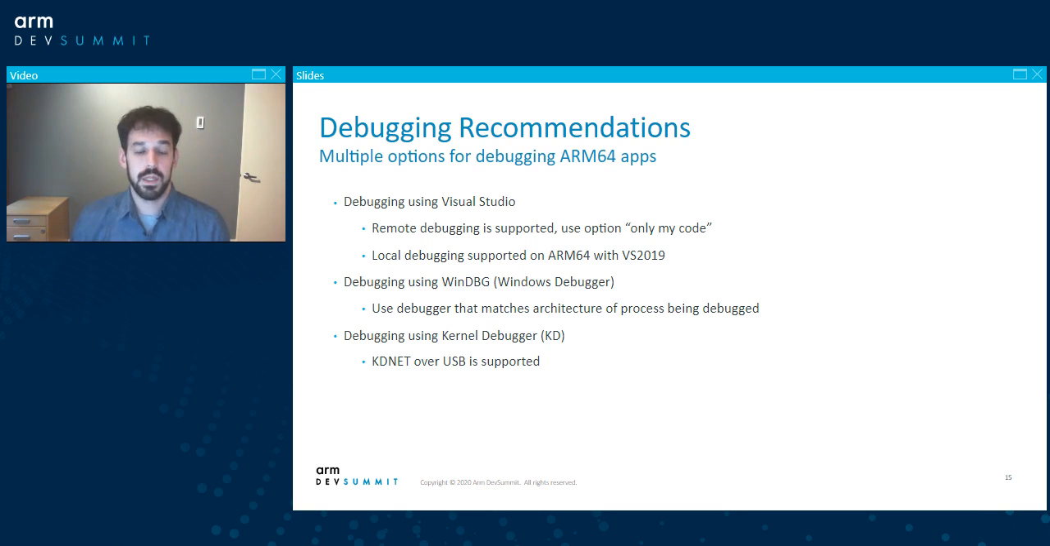If you're a fan of WinDBG, the Windows debugger instead, you can of course use that, depending on what you need it for. We recommend you use the debugger that matches the architecture of the process being debugged. So if you're debugging an ARM64 app, use the ARM64 WinDBG. And then if you're building a driver or otherwise need a kernel debugger, we do support KDNet over USB on these devices.